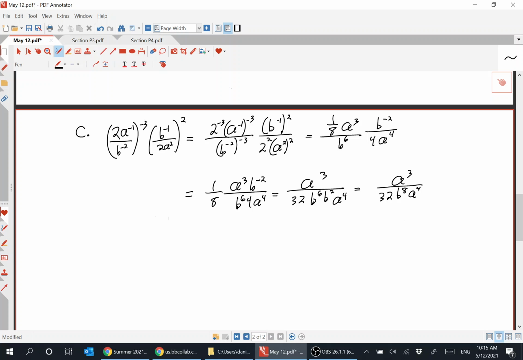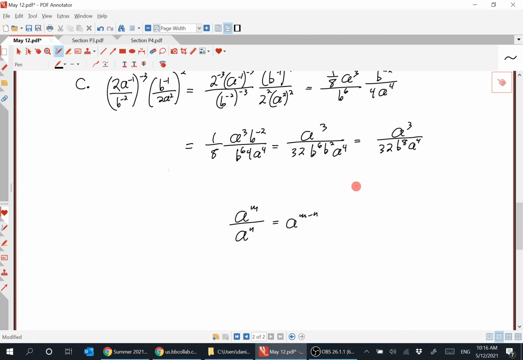Now, how are we going to take care of this a to the 3rd over a to the 4th? Remember, a to the m over a to the n is equal to a to the m minus n. Another way to think about doing this is to think about canceling factors. So if you have a to the m over a to the n, and maybe there's another factor in the fraction like this, one thing you can do is cancel some of the a to the m's.